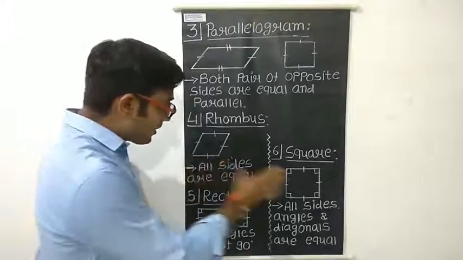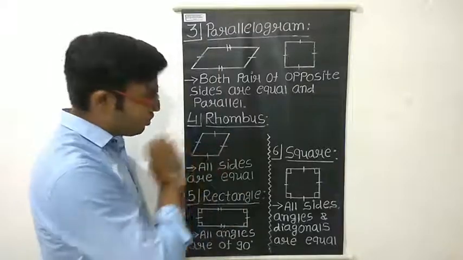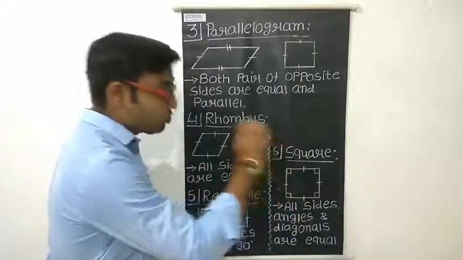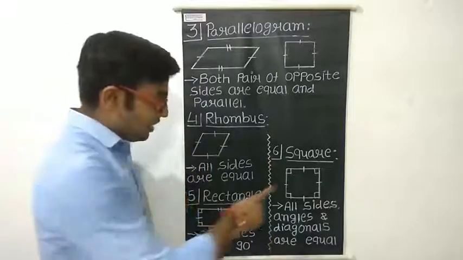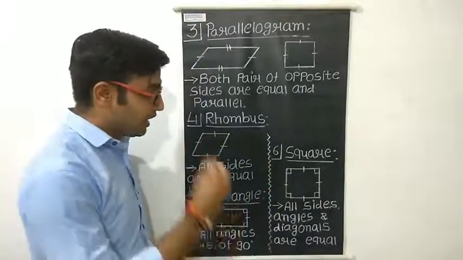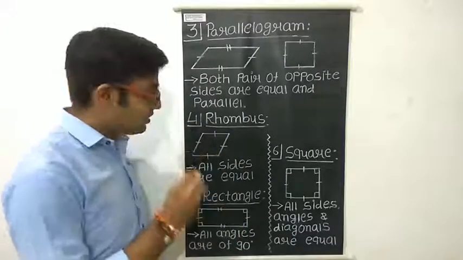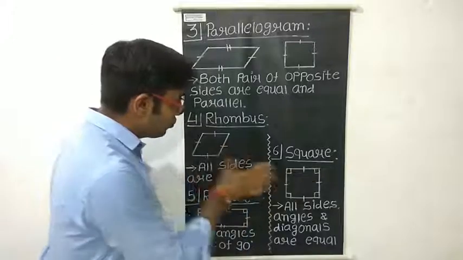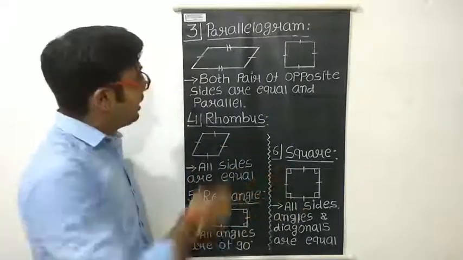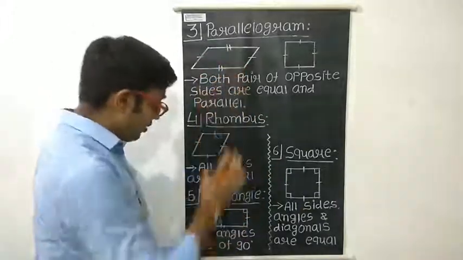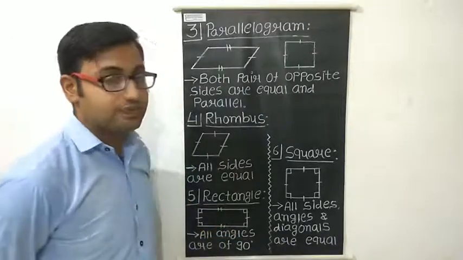So this is the basic difference between a rhombus and a square. Notice that in a rhombus all sides are equal and in a square all sides are also equal. But here none of the angles is 90 degrees, and in this square all the angles are 90 degrees. So notice and keep in mind that these two shapes have only one difference, that of angle. And these two shapes, parallelogram and rectangle, also have one difference, and that is the 90 degree angle.